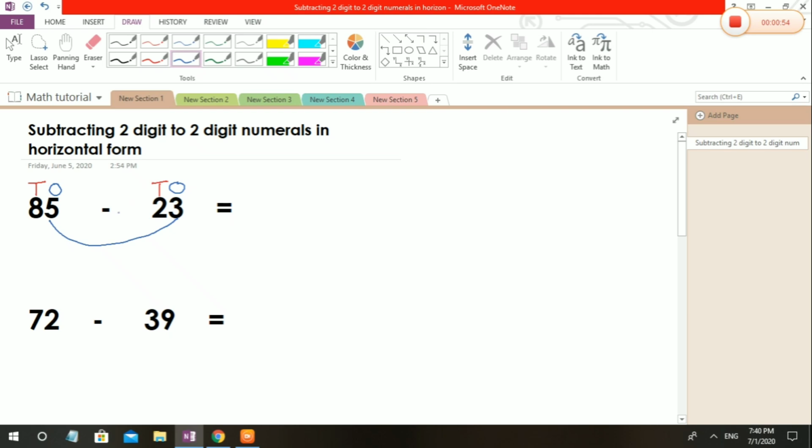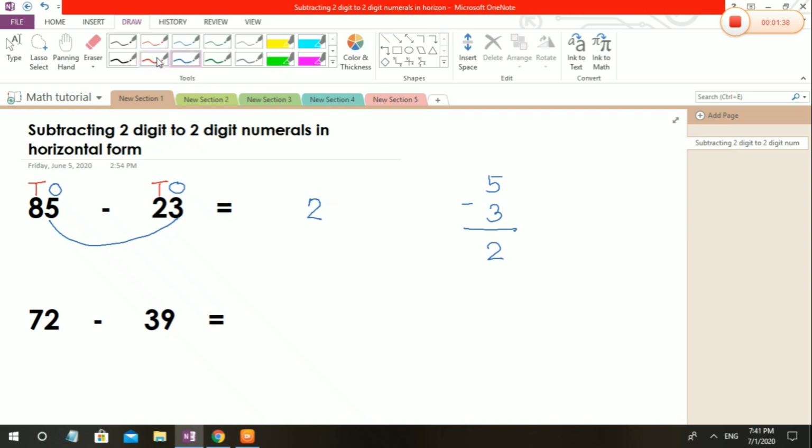So we group them by their places. 1's subtract by 1's, 10's subtract by 10's. Now let's try. 5 subtract by 3 is equal to what? It is equal to 2. So it looks like this. 5 minus 3 is equal to 2. Why? Because 5 here is more than 3. So you are going to write 2 here.